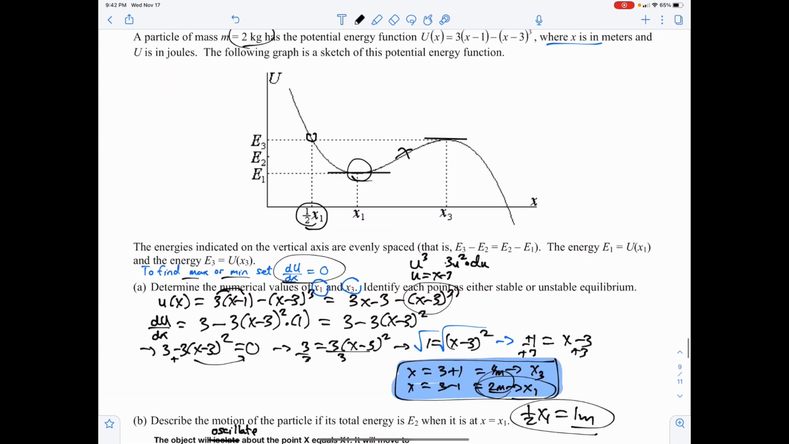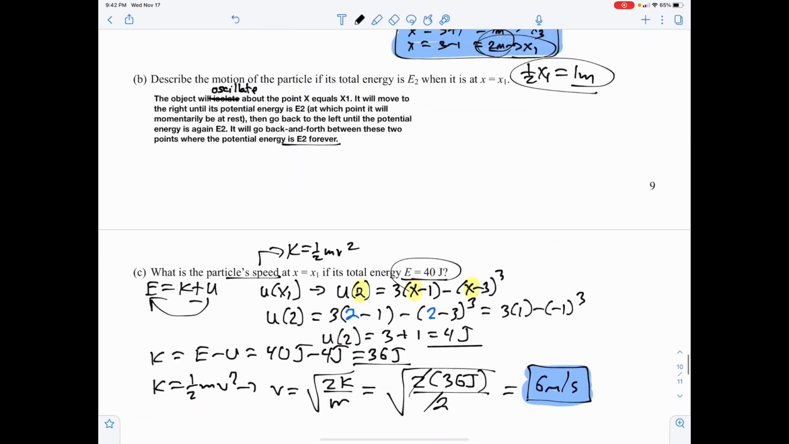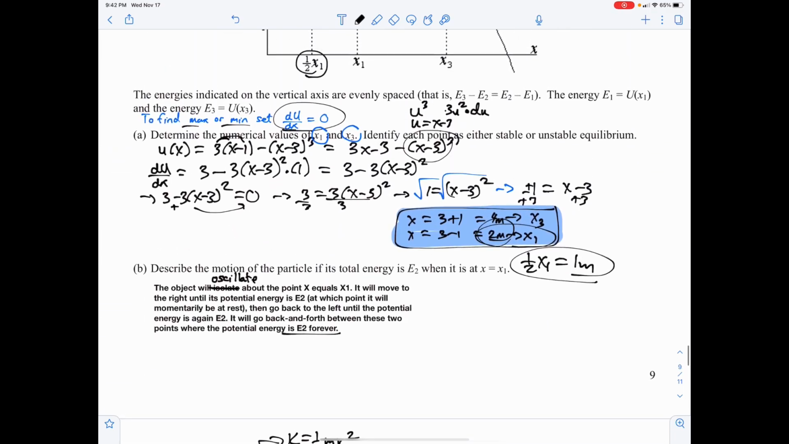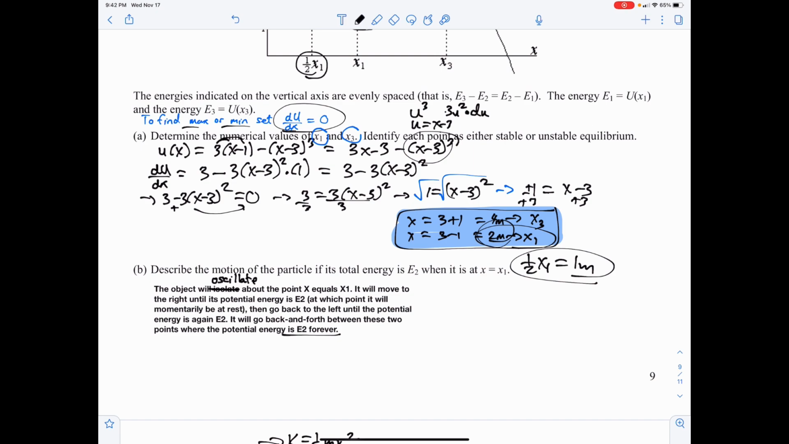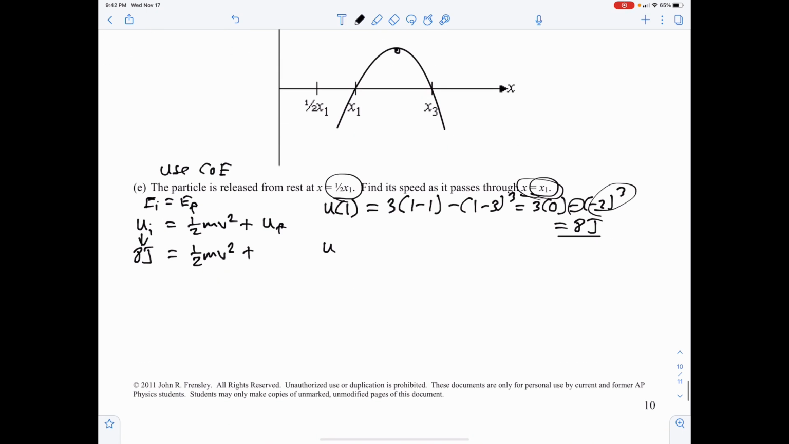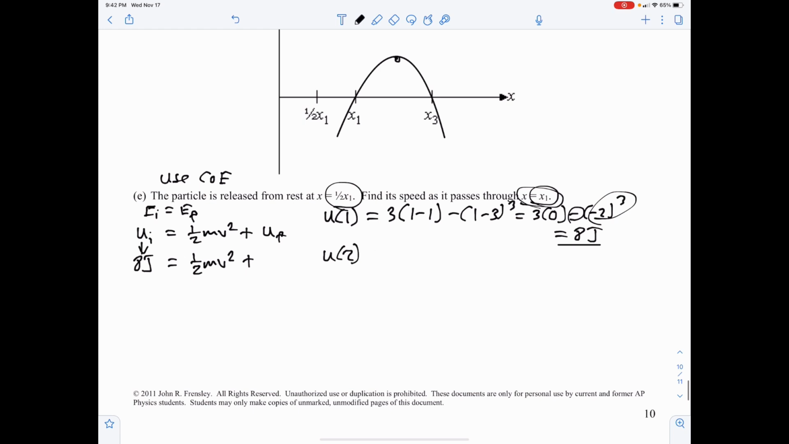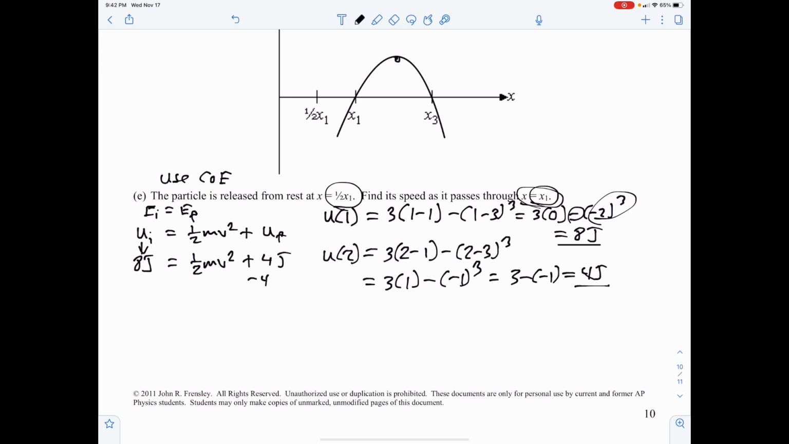Okay, now where is x1? We established that x1 is at 2 meters. So 3 times (2 minus 1) minus (2 minus 3) cubed. That would be 3 times 1 minus (-1) cubed. That would be 3 minus a -1, which is 4 joules. So minus 4 joules. I'm going to go ahead and subtract these 4 over here.